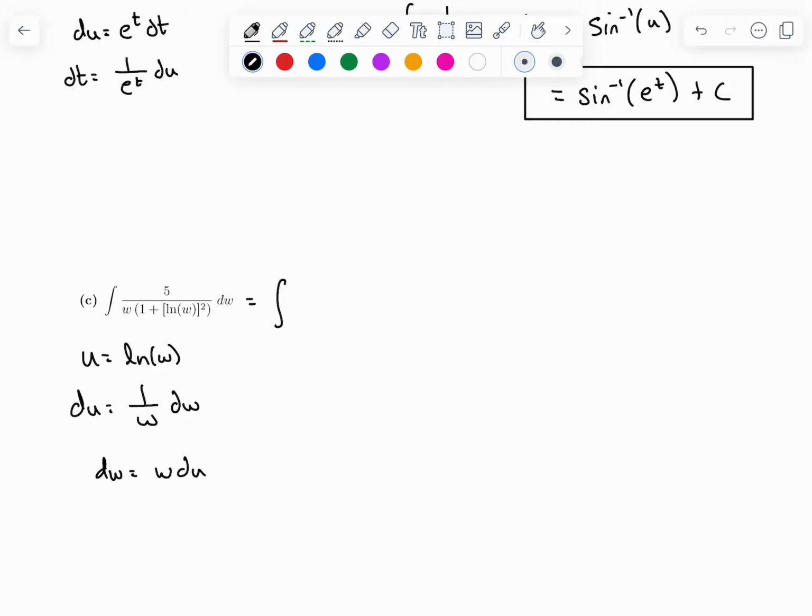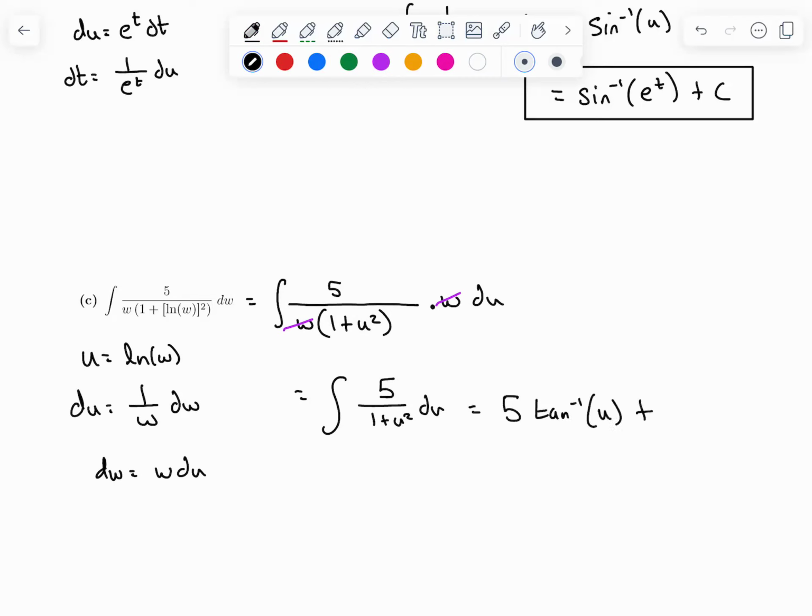And this will equal the integral of 5 divided by w times 1 plus u squared times w du. The w's cancel, and we're looking good. We got 5 over 1 plus u squared du, and that is an inverse trig function. That's tangent inverse. The 5 can be ignored. It's constant. So this is 5 tangent inverse of u plus a constant C, which would be 5 tangent inverse of natural log of w plus a constant C.